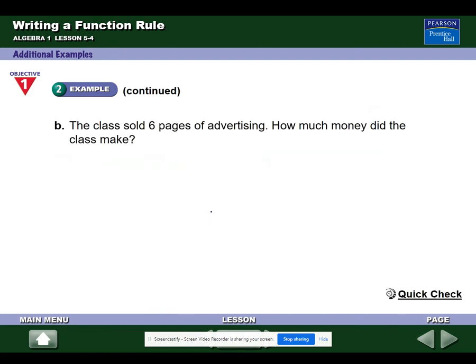Okay, is there a part B? Yeah, the class sold 6 pages of advertising. How much money did the class make? Well, that's just m of 6 then, right? Which was 25p, so 25 times 6, which is $150.